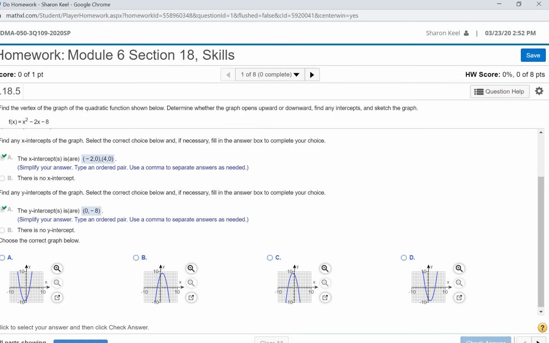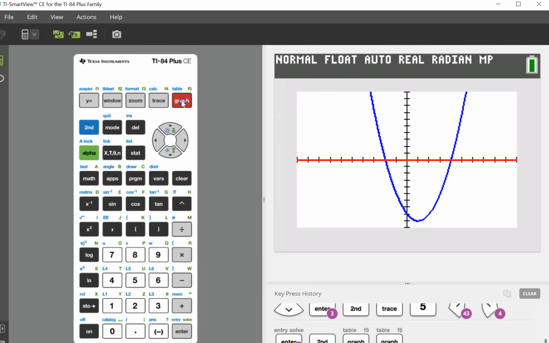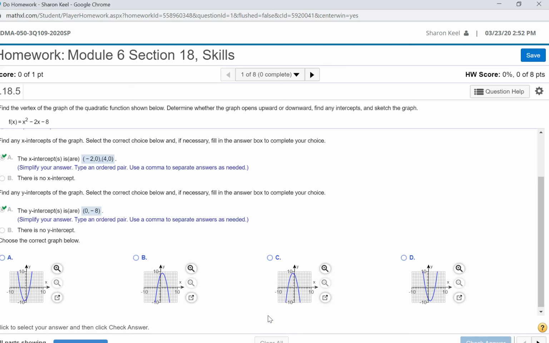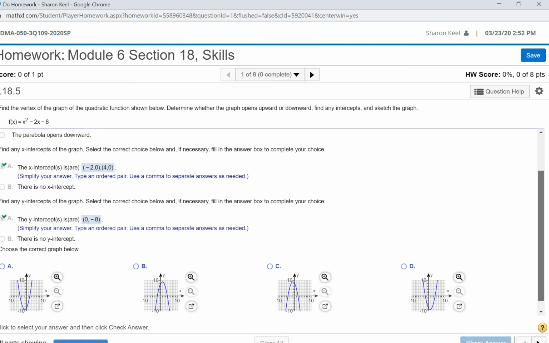Now they want us to choose the graph. Some of these you're going to choose the graph, some of these you're going to draw the graph. Now for this one we can use process of elimination. Our particular graph opened upward, so we can already eliminate B and C. Both B and C open downward. Ours is either going to be A or D. Now, our vertex, excuse me, was 1, -9.